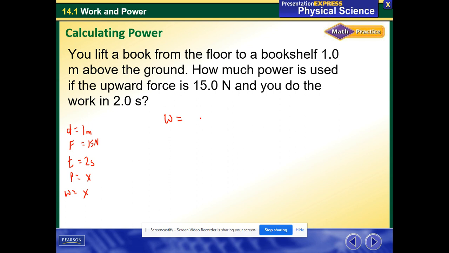Remember, work equals force times distance, or 1 times 15, which gets me 15 joules. I can then plug this into the power equation. 15 joules divided by 2 seconds gets me 7.5. And here I have power, which is going to be given in watts.